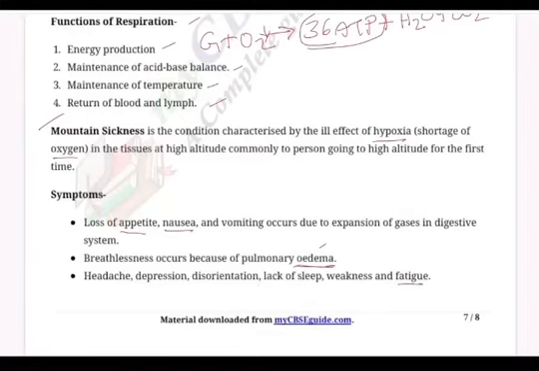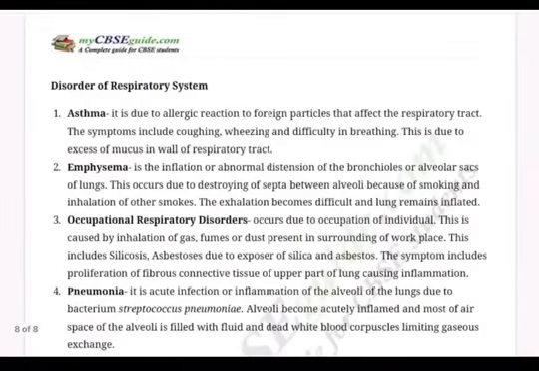Disorientation, lack of sleep, weakness, and fatigue. So these are the symptoms of mountain sickness. And then disorders that are associated. One is the very common one, asthma.